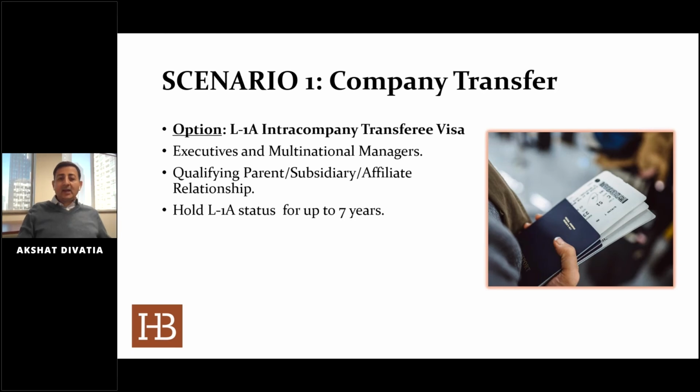The visa allows for the individual to stay in the US for up to 7 years, and that's broken down by initially 1 year if it's a new office, which it will be in the case of Paolo.